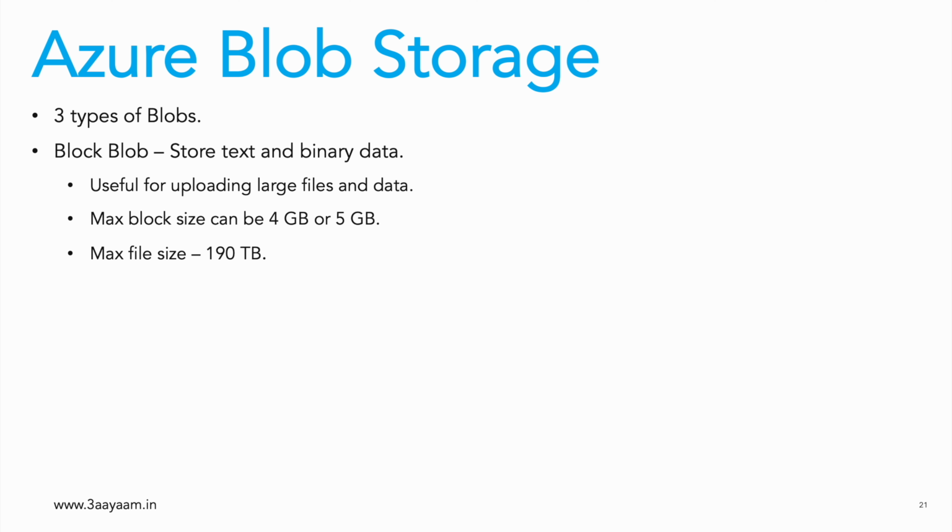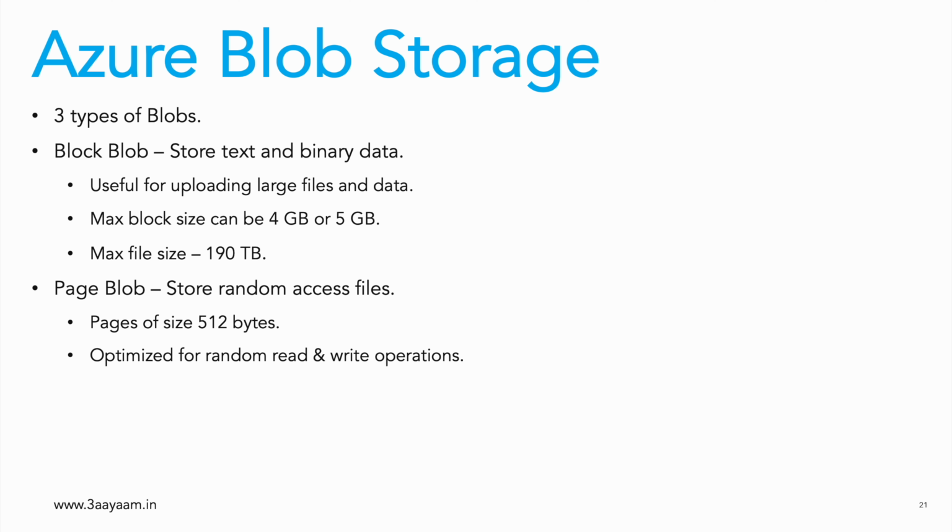Now, the maximum file size can be 190 terabytes, meaning a single file or a single object can be of size 190 terabytes. But because the files are nothing but binary blocks, a single block size can be 4 GB or 5 GB depending on the version and the SDK that you're using. Then you have page blobs, which are mostly used to store random access files that are prevalent in the OLTP world. And the page size is 512 bytes. You cannot have a page larger than 512 bytes.